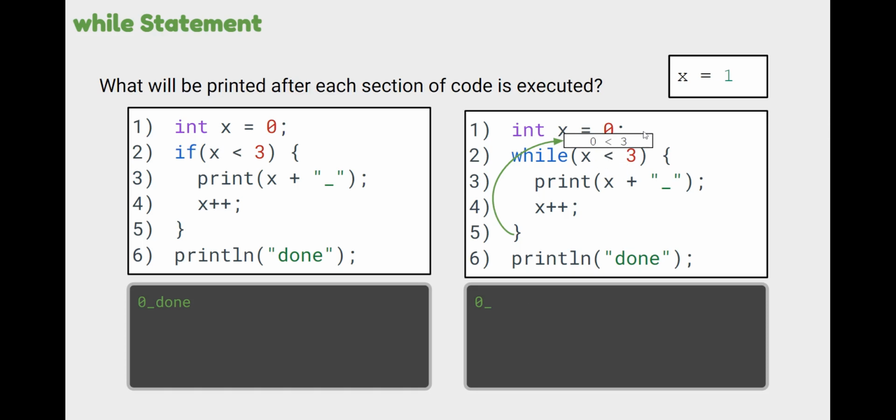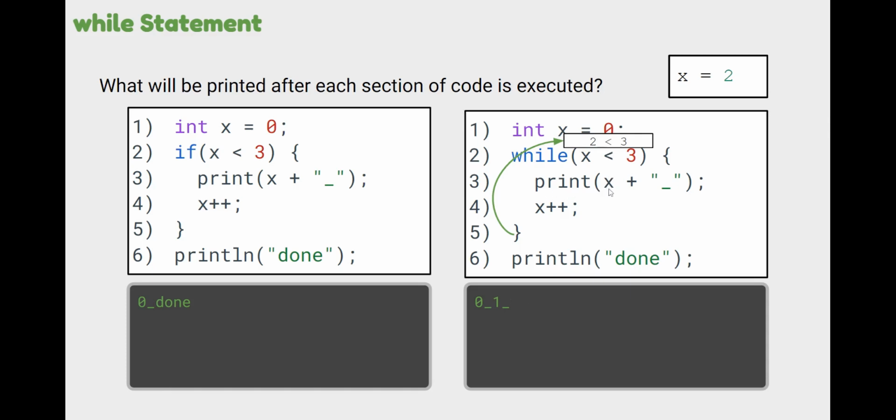X less than 3, x is 1. We're asking if 1 is less than 3. That is true. We go inside, we print x and an underscore. X is currently 1, so we print a 1 and an underscore. Line 4, we increment x by 1, x becomes 2. We get to line 5, we go back up to that Boolean expression again. This time x is 2. We're asking if 2 is less than 3. Still evaluates to true. We still get inside the while statement.